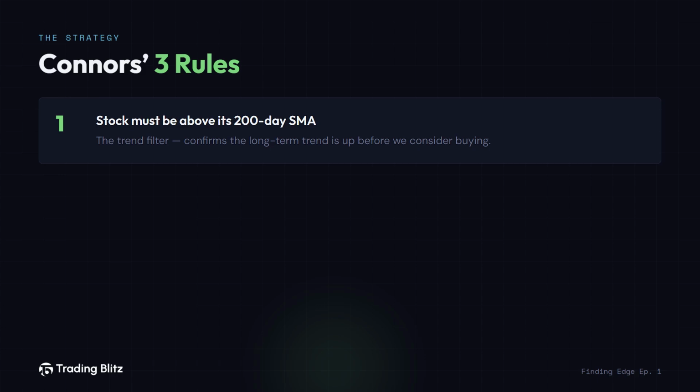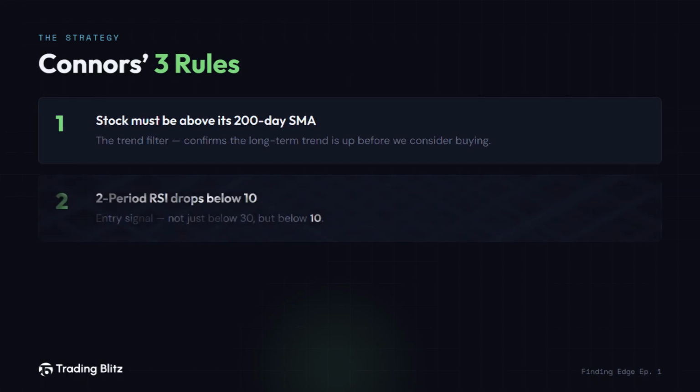Rule 1. The stock must be above its 200-day simple moving average. The 200-day moving average is one of the most closely watched levels in all of trading. When a stock is above it, the long-term trend is considered up. When it's below, the trend is considered down. So rule number 1 acts as a filter to ensure that we're only buying stocks that are likely still in an uptrend.